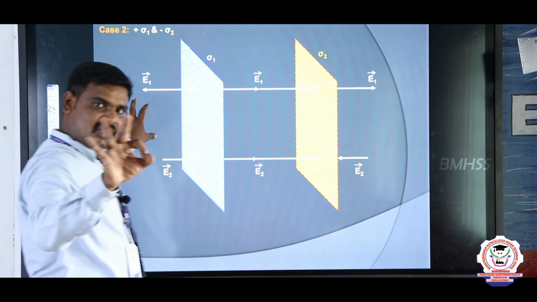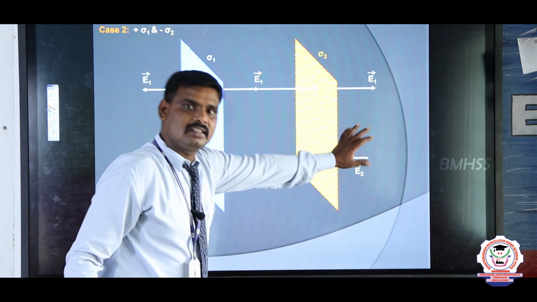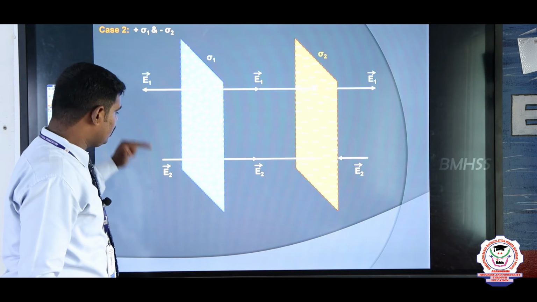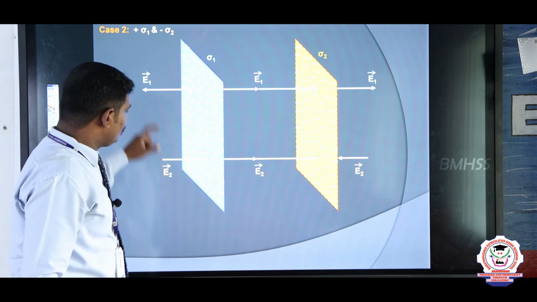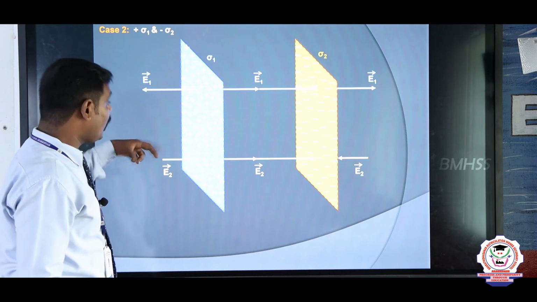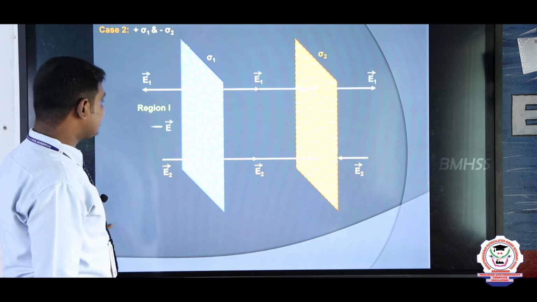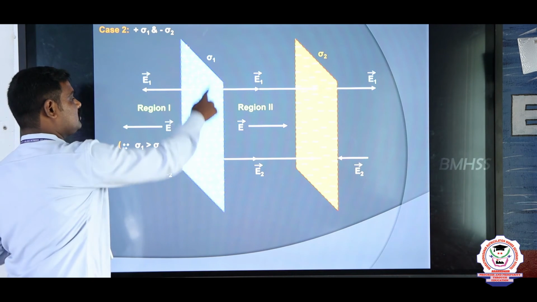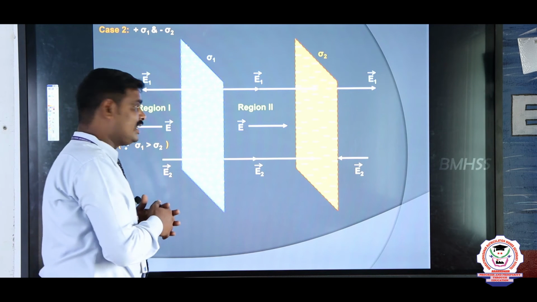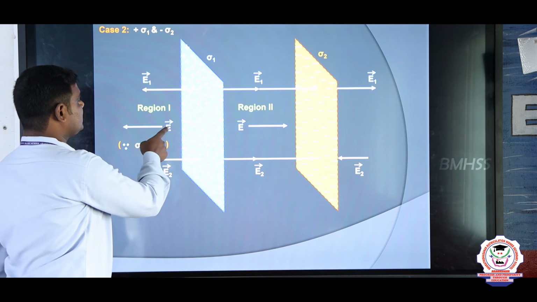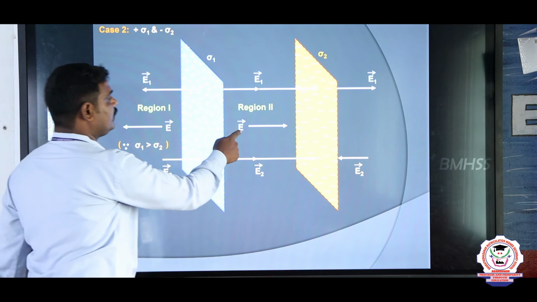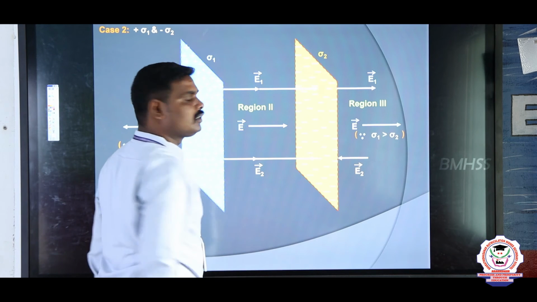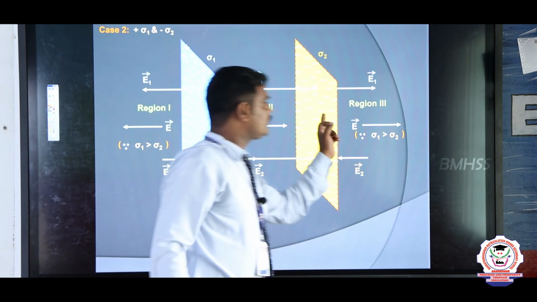Same as before, we have to take three regions: first region, second region and third region. See, in this region, the electric fields E1 and E2 are acting in which direction? Yes, opposite directions. So the resultant electric field will act in this direction. Why? Because this is a positive charge, with more density. So this is the E1 direction. Here the total electric field acts in this direction. This one, the electric field acts in the same direction.